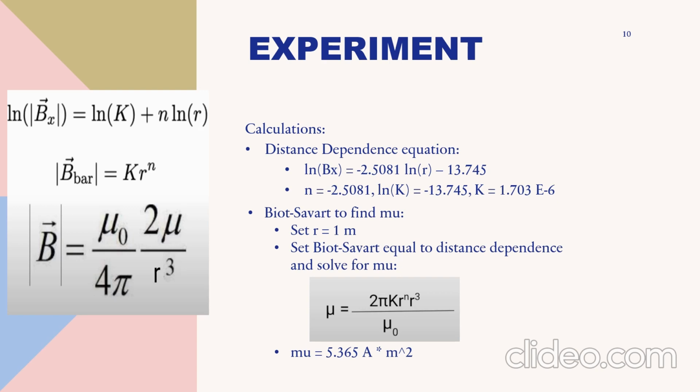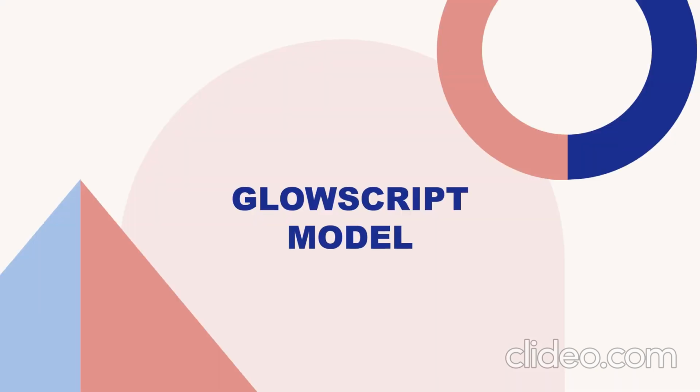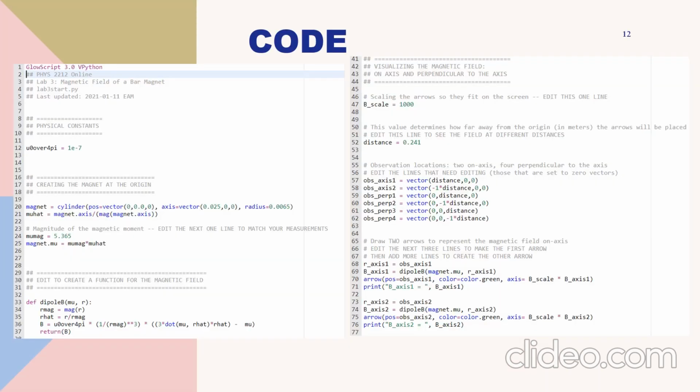Setting r equal to 1 meter and manipulating this equation a bit, shown below, it was found that the value of mu, the magnetic dipole moment, was 5.365. Comparing this to the GlowScript coding model, mu naught over 4 pi was inputted, then a model of the magnet at the origin was created.